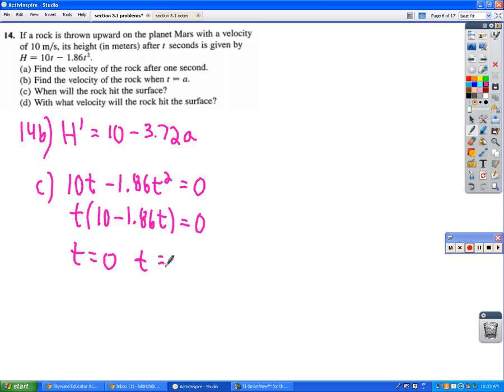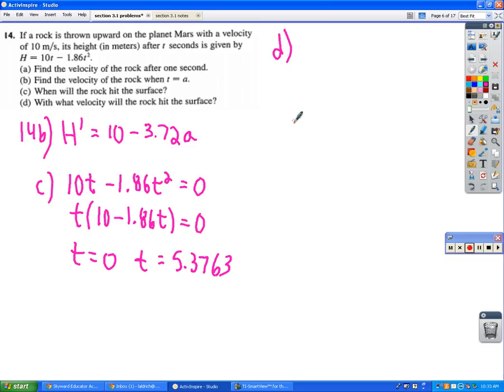What's 10 divided by 1.86? 5.37. Wait, that's what I did, but I did the quadratic. Okay, you can do the quadratic formula, so I can do that too. You don't have to, but you can do it. Someday remind me that we'll put the quadratic formula on your calculators also.